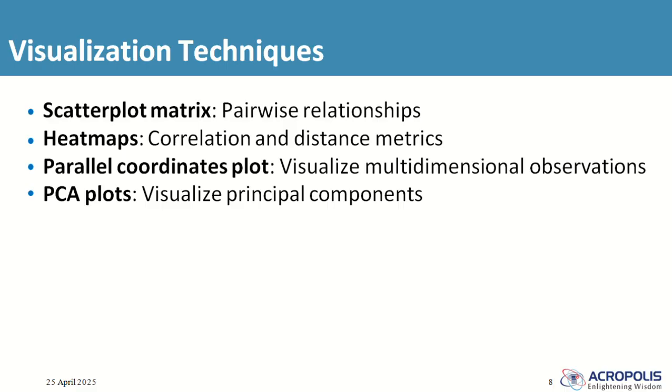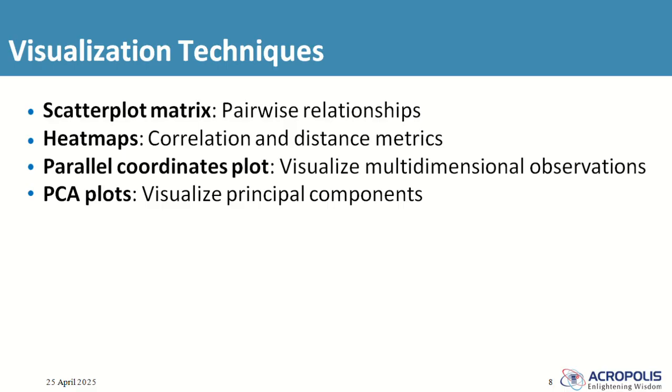Another one is heat maps. Heat maps are a color coded matrix that shows the correlation or distance between the variables. One of the uses is that it quickly shows which variables are strongly or weakly related. One tip is to use it alongside the correlation coefficient for deeper analysis.